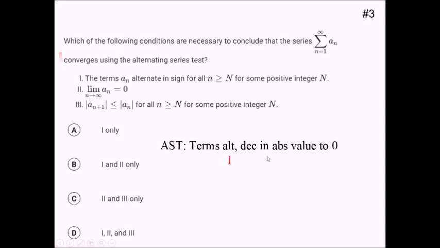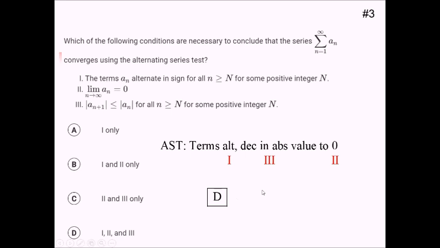And now decreasing in absolute value, so that's what option 3 is all about. The n plus 1th term being less than or equal to the nth term, starting at some value for n. So that's option 3 for this decreasing in absolute value. And going to 0, that's talking about the limit as n approaches infinity being 0 as well. So this thing has to pass the nth term test. So there's option 2. So really you need all 3 of these things, choice D, in order to use the alternating series test.